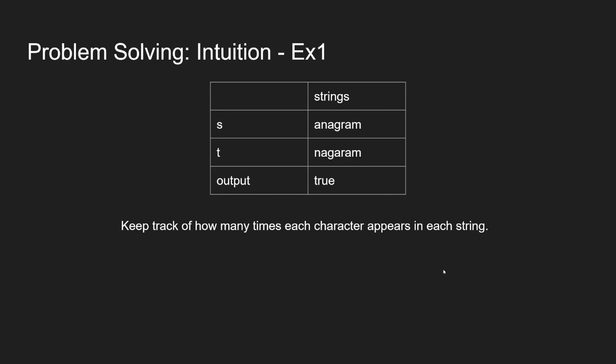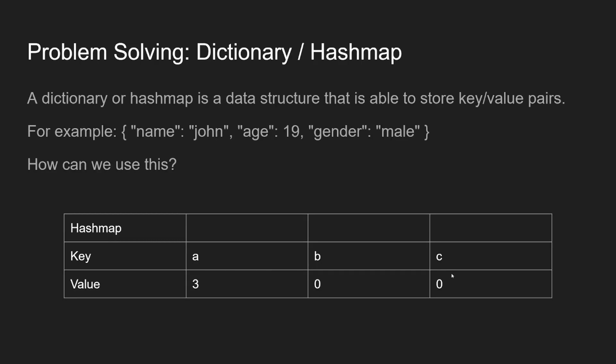But how can we actually do this? Well, we can use a data structure that we've seen before. This is called a dictionary or hashmap. And it's basically a data structure that is able to store key value pairs. For example, John is stored in name, 19 is stored in age, male is stored in gender.